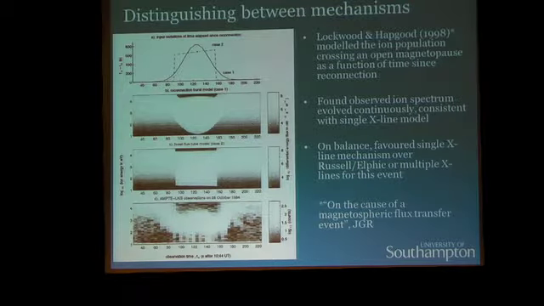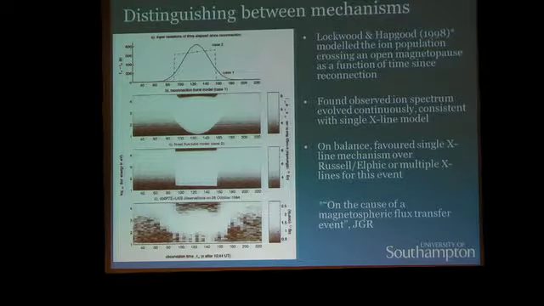So in the rest of the talk, I'm going to concentrate on a handful of studies that have sought to distinguish between those mechanisms. The first one I'm going to talk about actually precedes the Cluster era. It's a study using data from the AMPTE satellite by Lockwood and Hapgood, a good paper I'd refer you to. They set out the differences between several of these mechanisms and tried to test some of them.